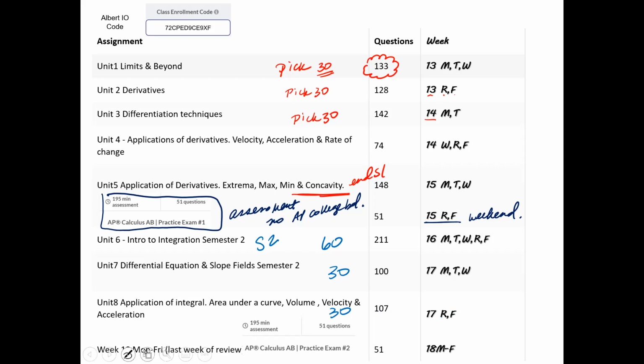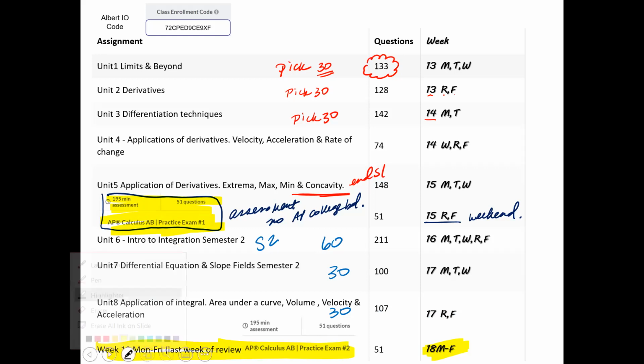And then very lastly, you have week 18, Monday through Friday. This is our last week of review. You're going to have your second practice test, because your first one is after the first semester. Practice exam number 2, again 51 questions, and you have the entire week to work on that. So this is the breakdown for the next 6 weeks of what you're going to be focusing on.